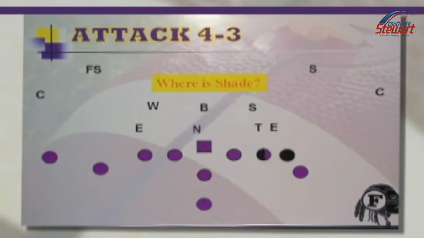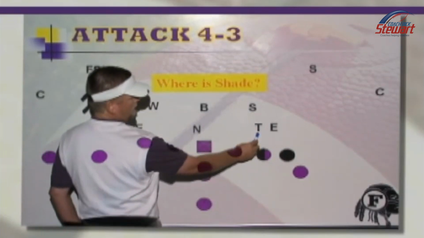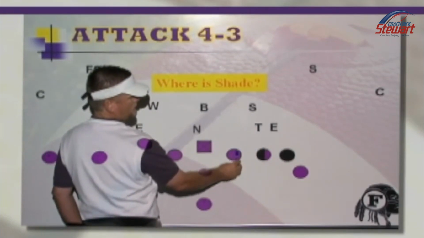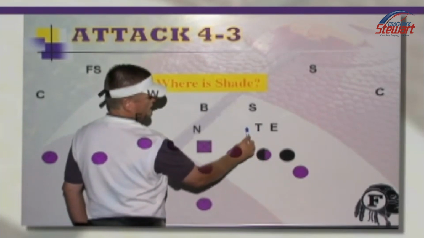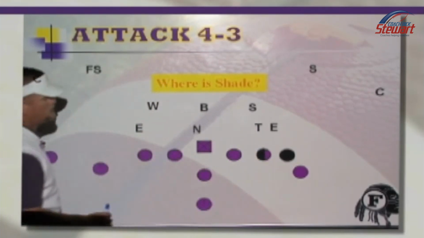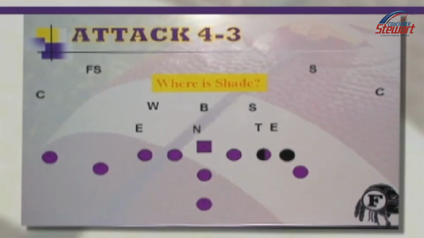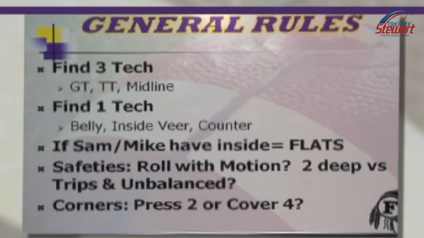Over here, when we bring the tight end in, where's the shade? With the 3-tech, I've seen 4-3 teams that shade the outside eye of the guard or the inside eye of the tackle, and then sometimes they just put them right in the gap. So we're trying to figure out where that shade is with the 3-tech. And some general rules when we get in the game: we want to find the 3-tech so we can run these plays. We want to find the 1-tech so we can run these plays, okay?